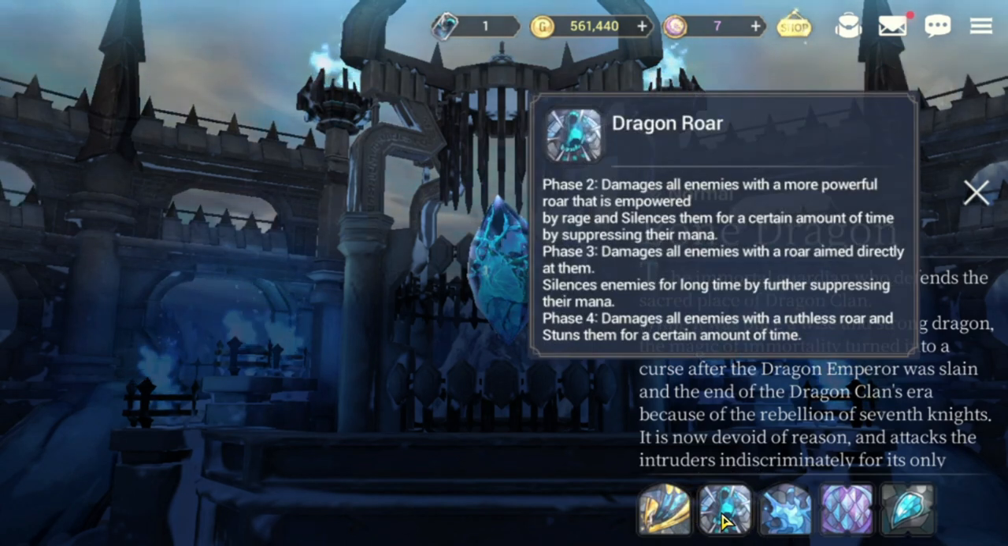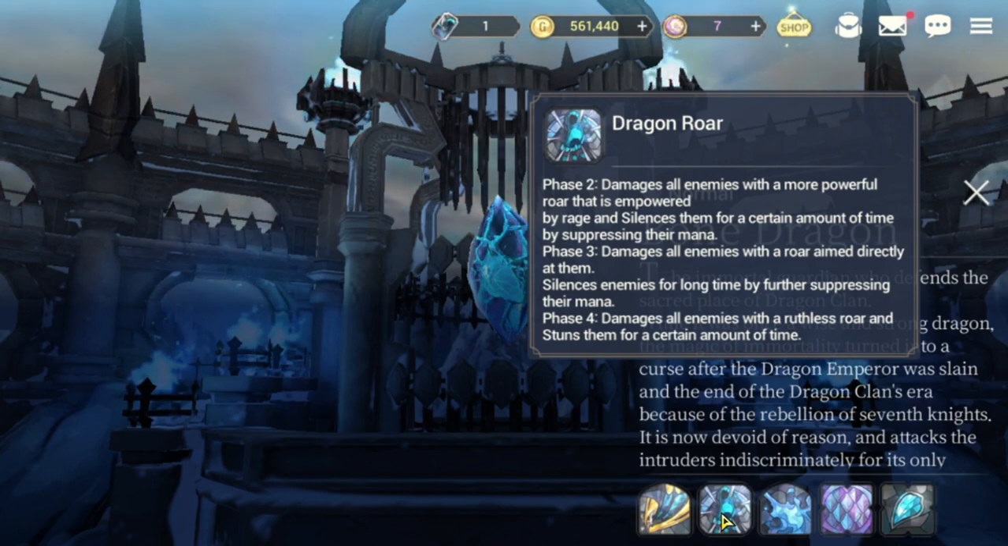The other one is Dragon Roar. Phase 2 damages all enemies with a more powerful roar that is empowered by rage and silences them for a certain amount of time by suppressing their mana. When you reach phase 3, it damages all enemies with a roar aimed directly at them. Silences them again for a longer time by further suppressing their mana. And phase 4 damages all enemies with the Ruthless Roar and stuns them for a certain amount of time.